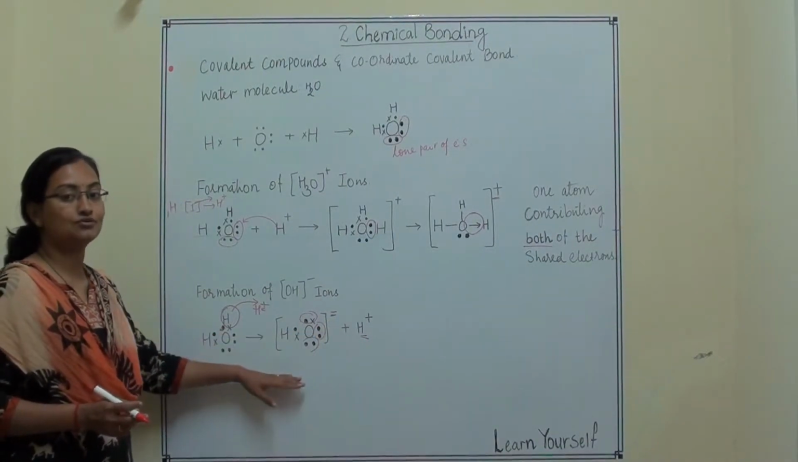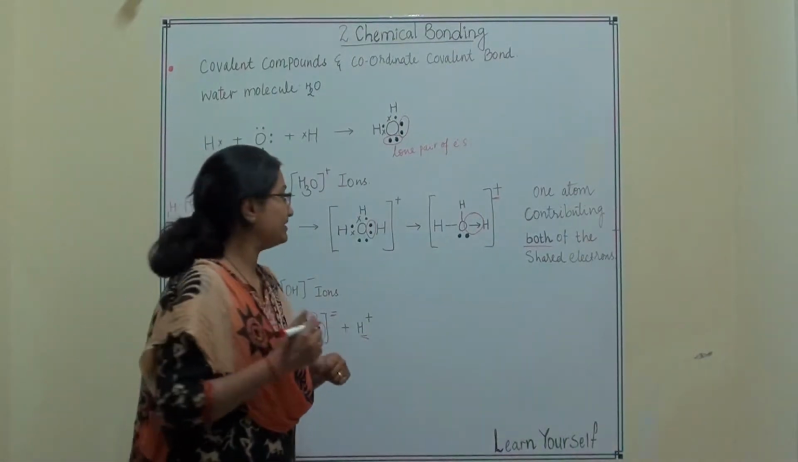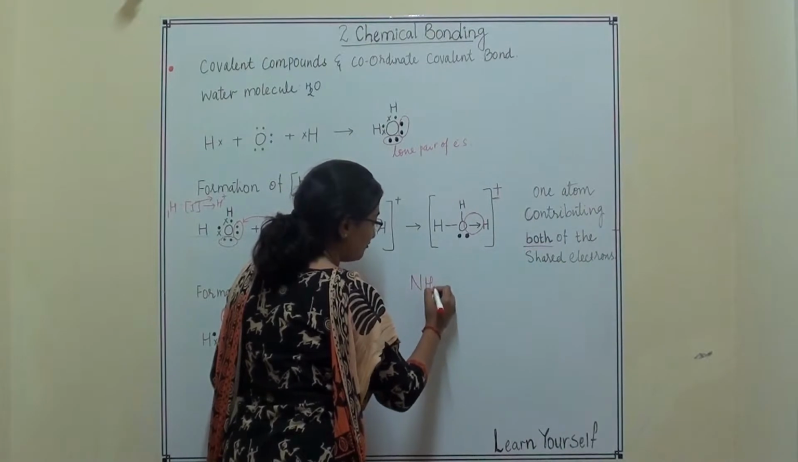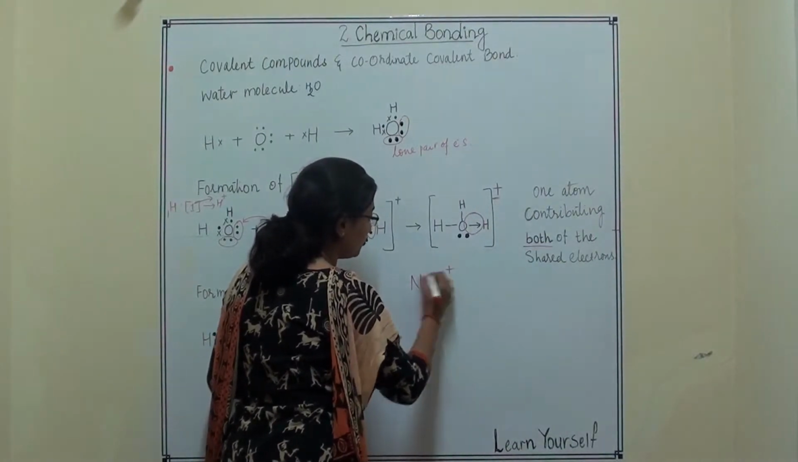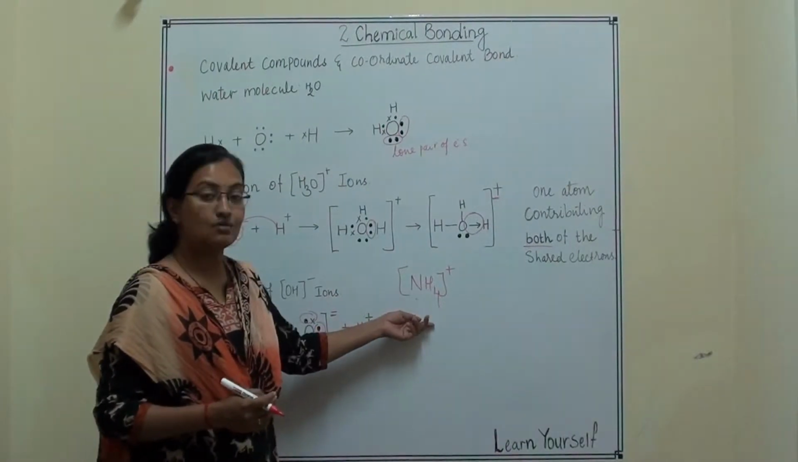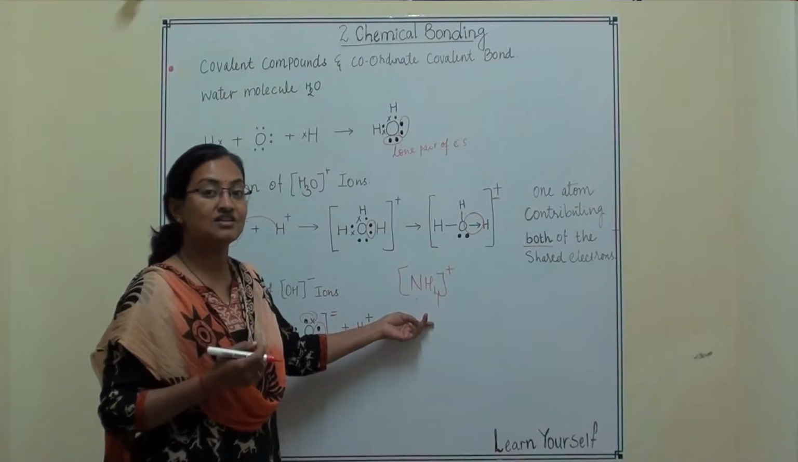This is the hydroxyl ion. Now for your practice, just try the formation of the NH4 plus ion. This is the ammonium ion. This is also an example of a coordinate covalent bond. Just try it yourself and see.